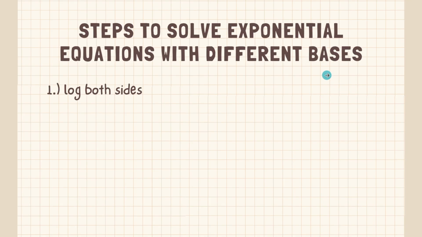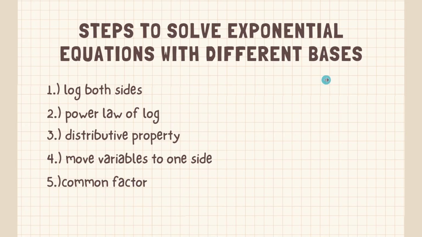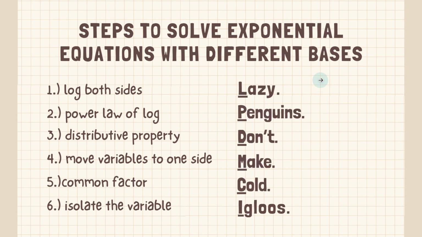The first step is to log both sides, then use the power law of log, then use the triple root property, and then you move the variables to one side, then you common factor out the variable, then you isolate the variable. I made a mnemonic for this, which is lazy penguins don't make cold igloos.